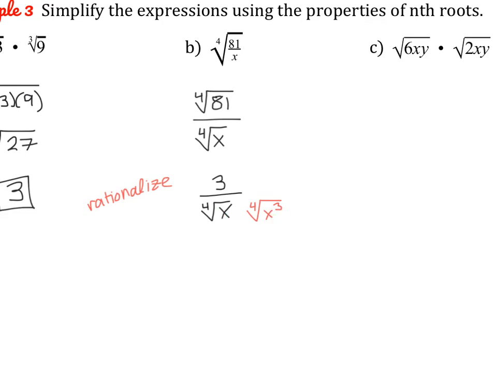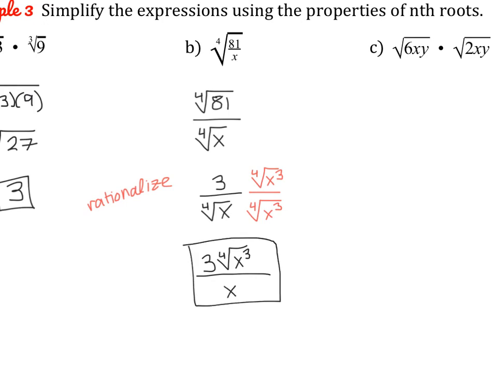However, you can't just multiply by something in the denominator. We need to multiply by the same thing in the numerator. So our numerator becomes 3 times the fourth root of x cubed. And then this just simplifies to x. And now technically this is a simplified answer.